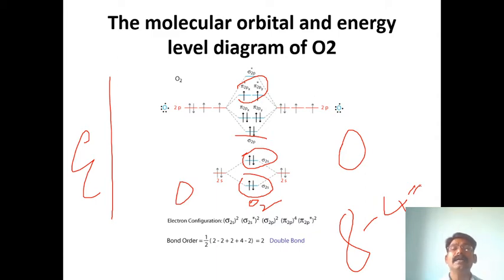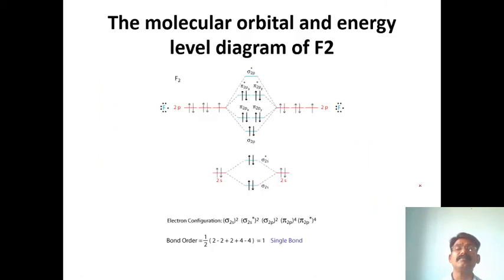And here, what is the magnetic property? Earlier we know that all paired electrons means diamagnetic, but here it is paramagnetic, because unpaired electrons are present in the oxygen molecule.